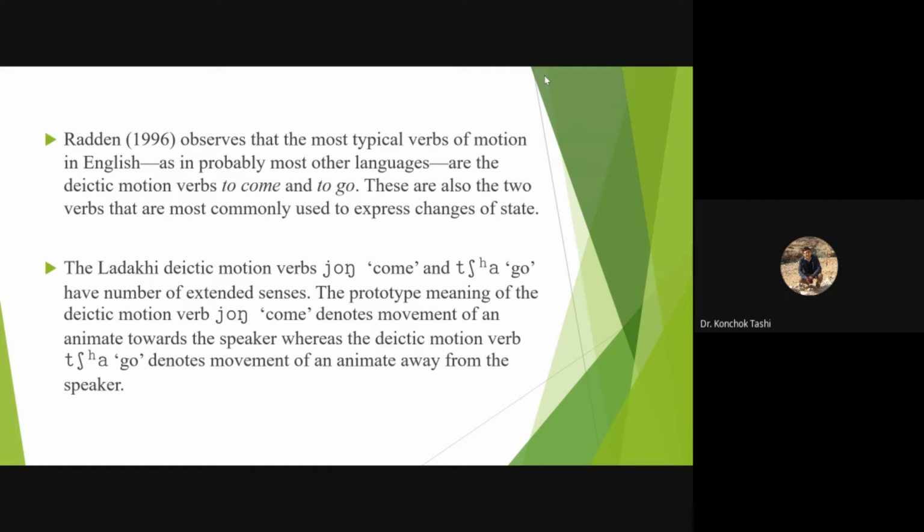Radden in 1996 observes that the most typical verbs of motion in English, as in most other languages, are the deictic motion verbs to come and to go. These are also the two verbs most commonly used to express changes of state. The Ladakhi deictic motion verbs yong, which is come, and cha, which is go, have a number of extended senses. The prototype meaning of the deictic motion verb yong denotes the movement of an animate towards the speaker, whereas the deictic motion verb cha, go, shows the movement of an animate away from the speaker.